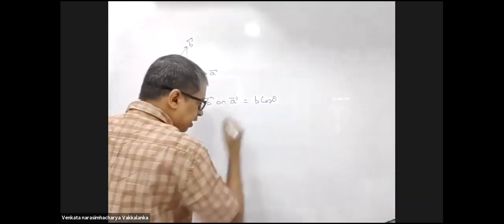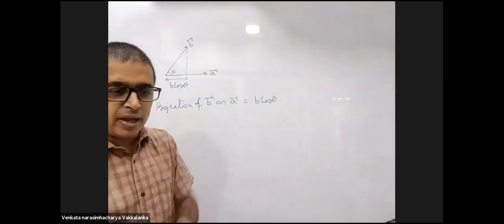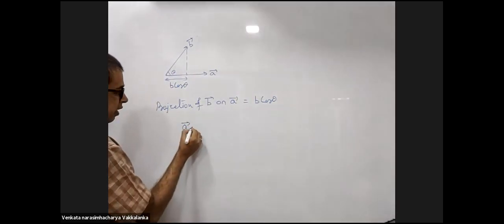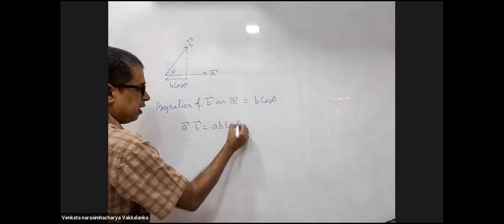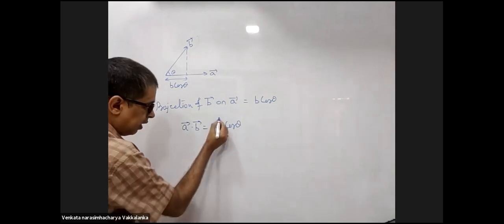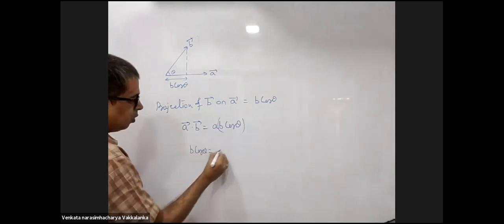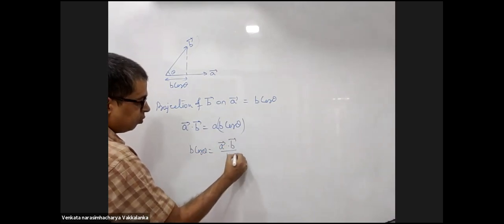How will you calculate B cos theta? Suppose I gave you A and B in terms of i cap, j cap, k cap. What I do is find out A dot B. This will be AB cos theta. And my requirement is B cos theta. B cos theta is A dot B by the magnitude of A.